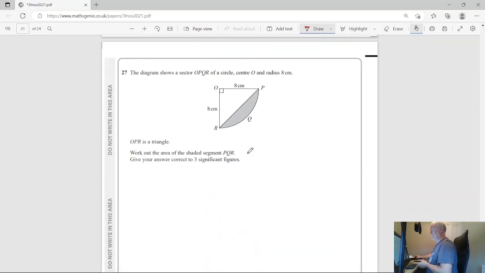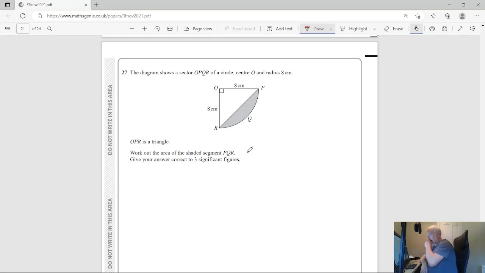Okay, question 27. The diagram shows a sector. O is the center of the circle. P, Q, and R. The radius we can see to the outside of the circle is 8 centimeters. Work out the area of the shaded segment. So we just want to know the segment size.